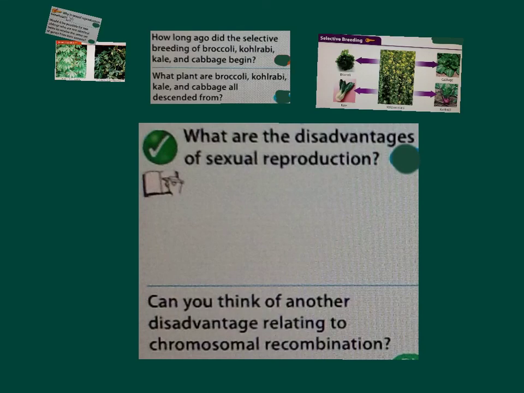Okay, so I do need you to understand that sexual reproduction includes advantages and disadvantages. So we just talked about, or just heard about, some of the disadvantages. I want you to pick one of these two questions, write it in your science journal, and answer the question, please. The first one, what are the disadvantages of sexual reproduction? The second one, can you think of another disadvantage related to chromosomal recombinations? Chromosomal recombinations. Recombinations means different ways that they're organized. Okay? So one of these two, please write it in your science journal.